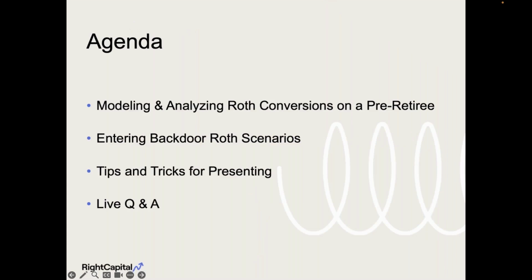So to just go over what we're going to be discussing throughout this presentation, we are going to be looking at, of course, modeling and analyzing Roth conversion scenarios on our pre-retiree sample. We're also going to highlight the ways you can enter backdoor Roth scenarios into a plan as well. We're also going to go over how you can really leverage all the various tools within RightCapital for creating a nice presentation flow and having a smooth narrative when you are presenting within RightCapital and using RightCapital to highlight the conversation regarding Roth conversions and the various tax-free aspects of potential Roth scenarios in specific.